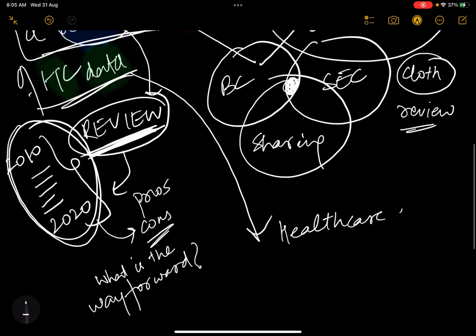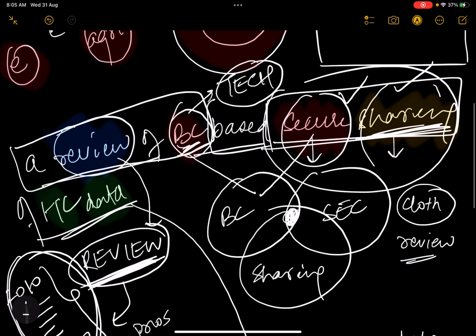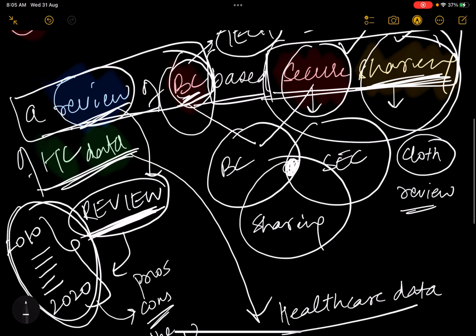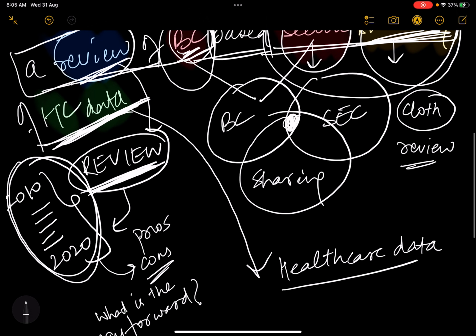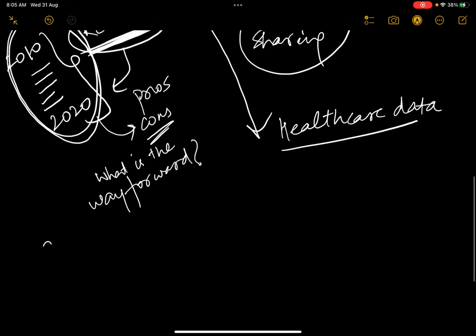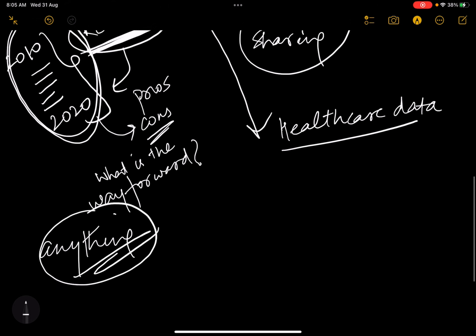Data comes in so many kinds. Industrial is different, safety is different, you know, again healthcare is different. There are so many categories of data available out there. So when we're talking about security, sharing, and blockchain, and this particular review is saying that I'm talking about healthcare data, that means anything other than this healthcare data is something that we can safely opt out. We can ignore it.